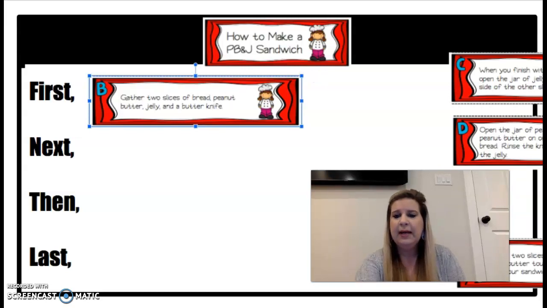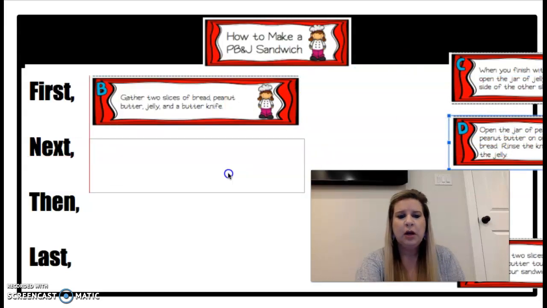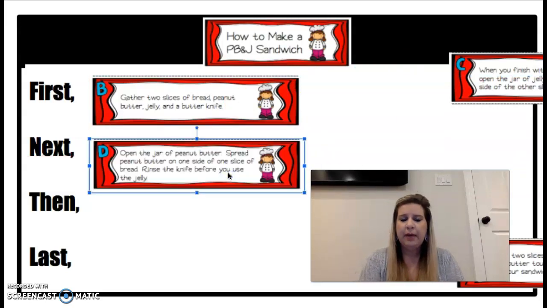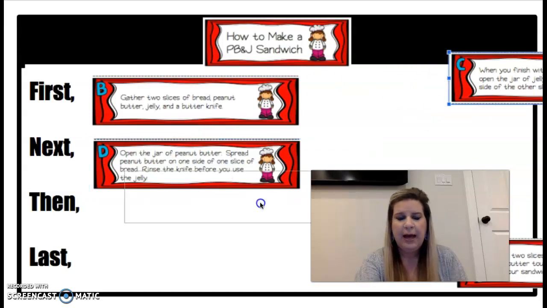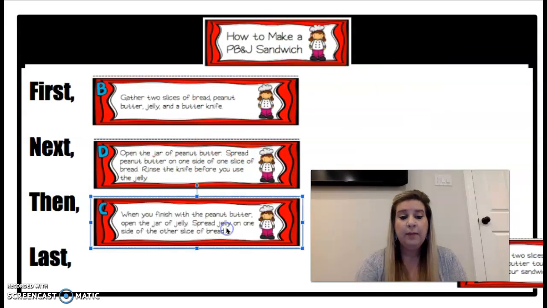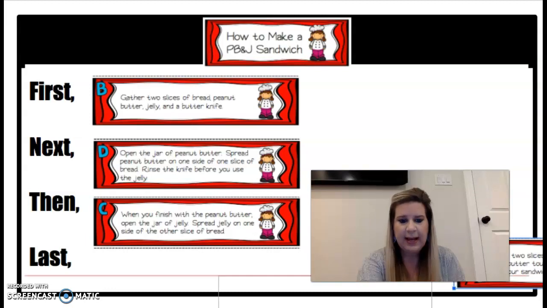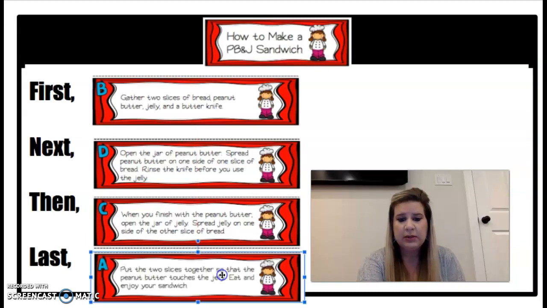After I do that, I am going to need to open the jar of peanut butter, spread peanut butter on one side, and then the jelly on the other, and then rinse the knife before I use it again. Okay? After I do that, like I just said, I'm probably going to want to open the jelly and spread the jelly on the other side. So then I've got the peanut butter on one side and the jelly on the other. After that, I can put the 2 slices together so that the peanut butter touches the jelly, and then I'm ready to eat my sandwich.